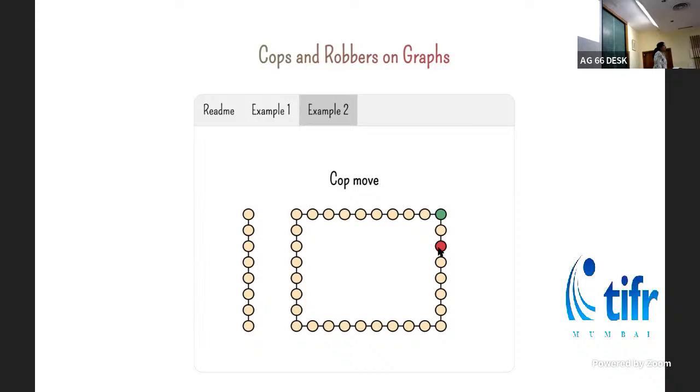Yes, this is perfect information. Everybody knows everything. They know the structure of the graph, and they know where they are. The cop is going to try and chase the robber down, but because it's a cycle, they're just going to go in circles forever, literally.